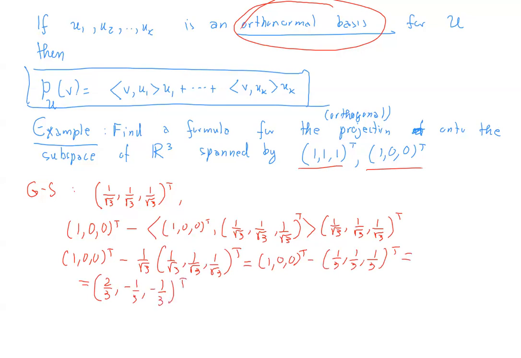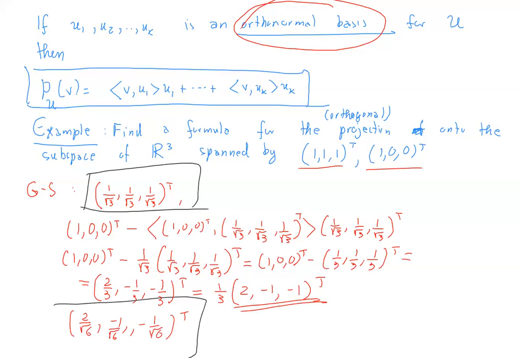And of course, how do I normalize this? I'm not going to normalize this vector. I'm going to factor out the 1/3 to make my life simpler, and normalize this vector. And this, of course, has norm square root of 6, which means that I'm going to get 2 over square root of 6, negative 1 over square root of 6, negative 1 over square root of 6. Right? So here's my basis. I'm not done. I just got the orthonormal basis.